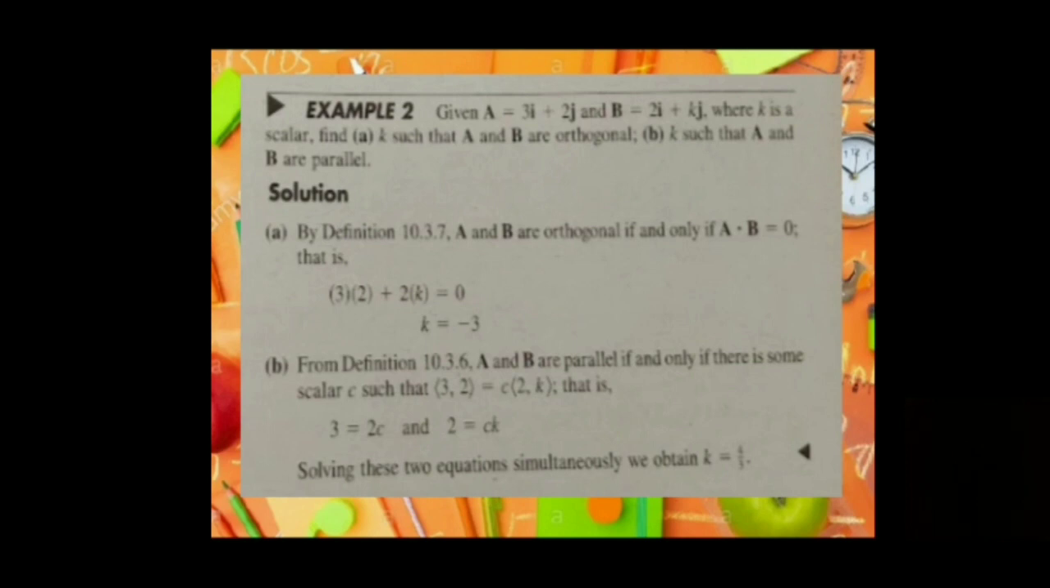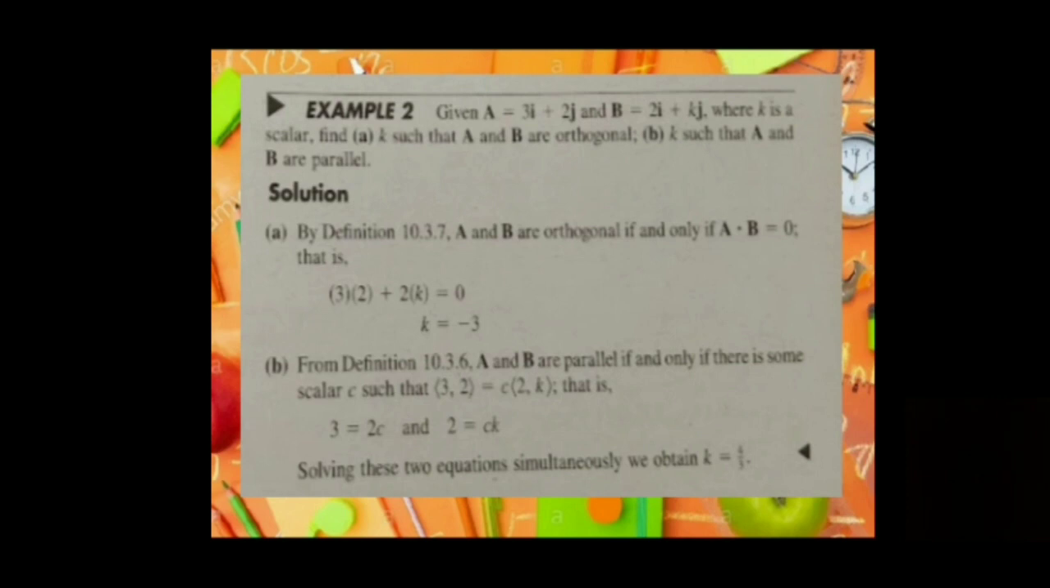Example 2. Given A is equal to 3i plus 2j and B is equal to 2i plus kj, where k is a scalar. A, find k such that A and B are orthogonal. B, find k such that A and B are parallel. Solution. A. By definition 10.3.7, A and B are orthogonal if and only if A times B is equal to 0. That is, 3 times 2 plus 2 times k is equal to 0. K is equal to negative 3.